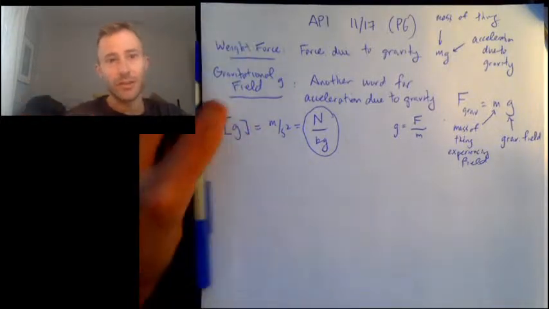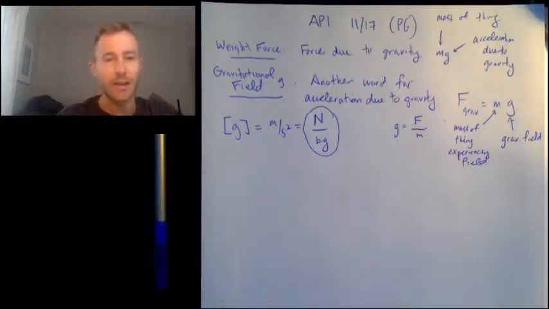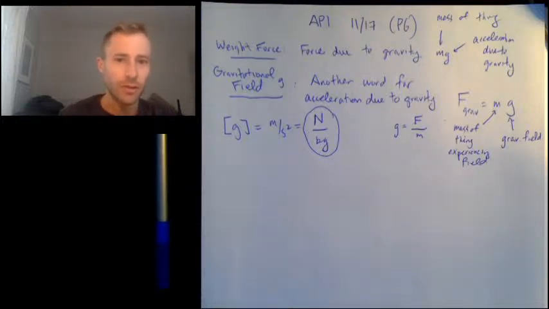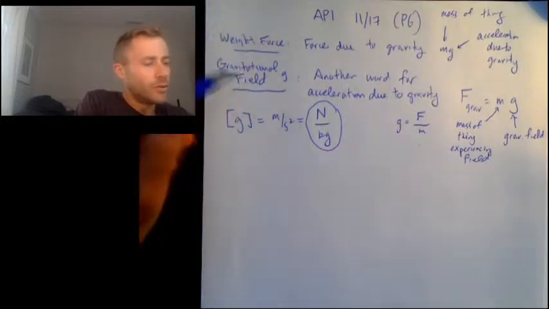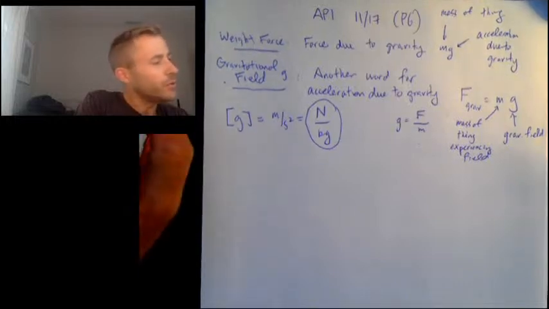So we could say the acceleration due to gravity at the surface of the Earth is 9.8 meters per second squared. Or alternatively, we could say the gravitational field at the surface of the Earth is 9.8 newtons per kilogram. We could say the gravitational field at the surface of the Moon is 1.6 newtons per kilogram. Or we could say the acceleration due to gravity at the surface of the Moon is 1.6 meters per second squared. So it's just different ways of saying the same thing. All right? So you need to know this vocabulary term, gravitational field.